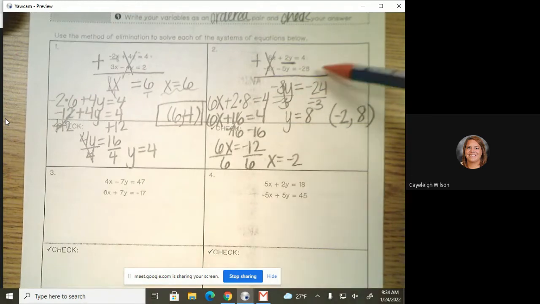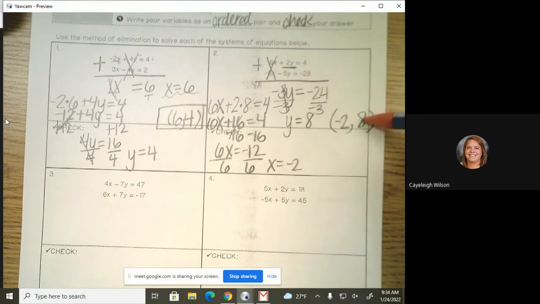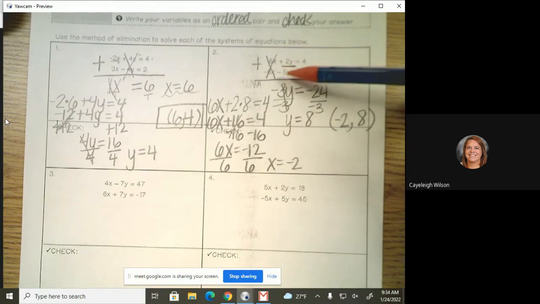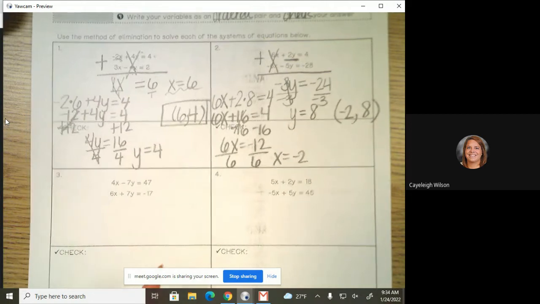I'm going to check it in the second one. Negative 6 times negative 2, positive 12. Negative 5 times 8 is 40, negative 40. So 12 minus 40, that is negative 28. So it's right. All right, you all try number 3.